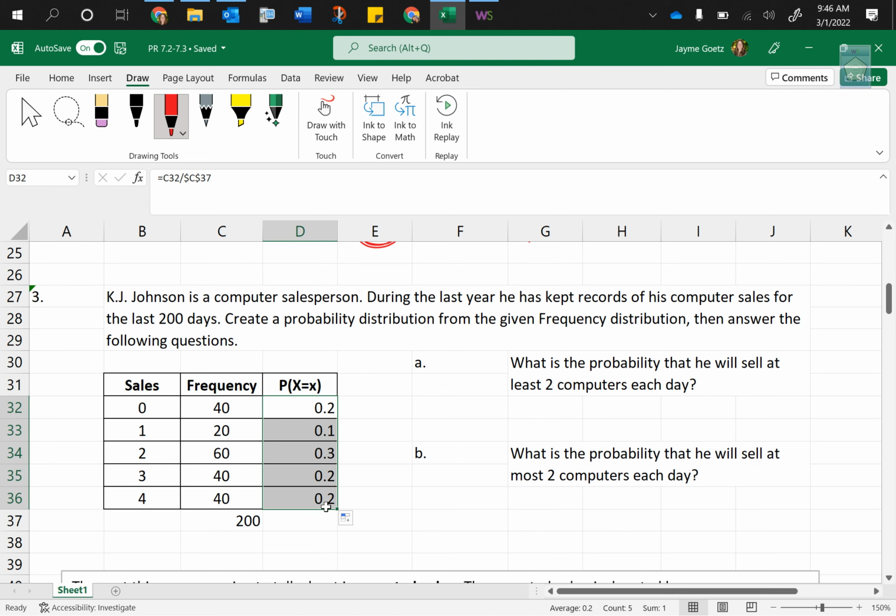Now, to see if we did it correct, the probabilities should all add up to equal what? 1. Check this out. I already have this guy right here. This guy right here takes the sum of all of these. If I click on this little green box and just drag it over, it's automatically going to find the sum of all of these. Did the sum add up to equal 1? So we did it correctly.